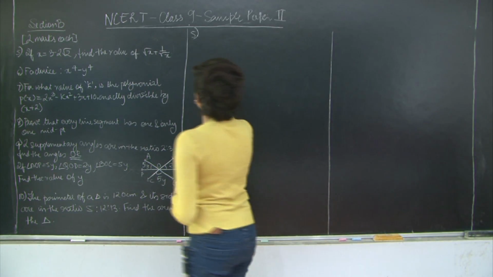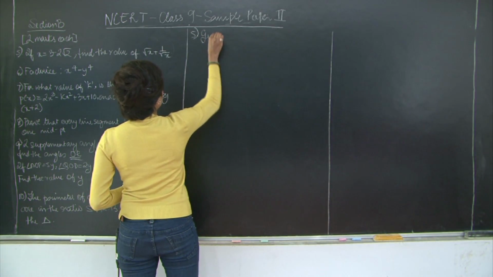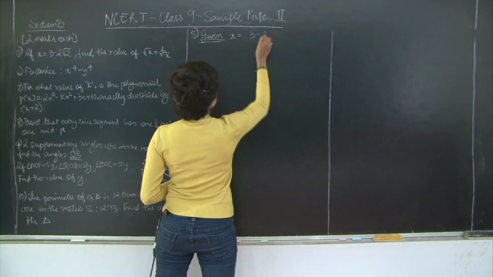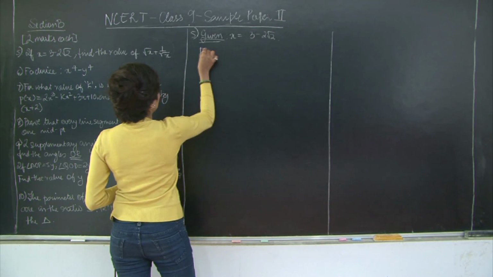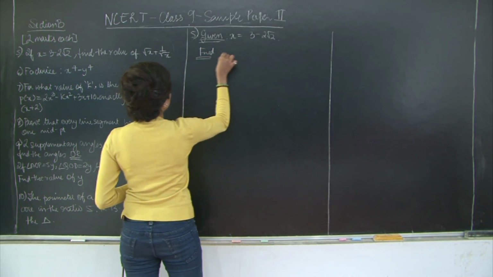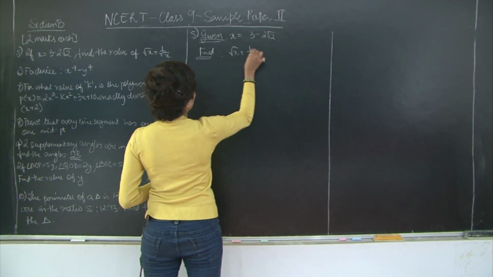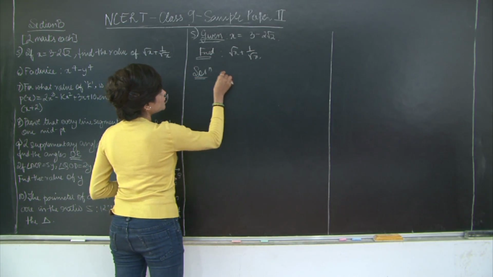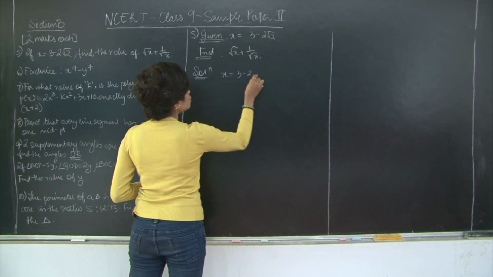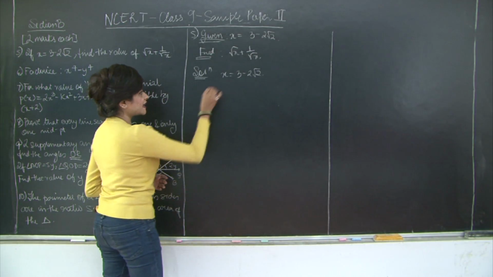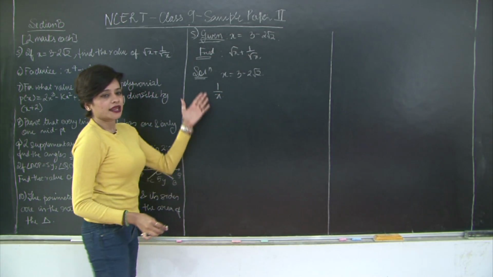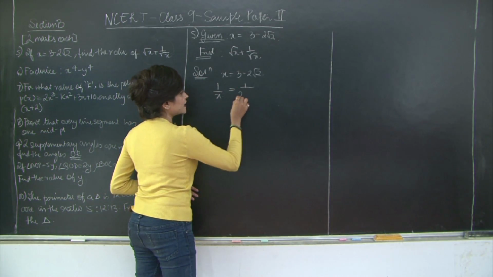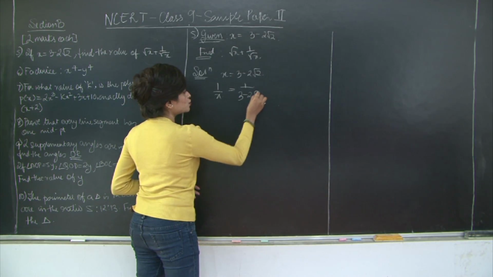So first I'll write given: x is equal to 3 minus 2 root 2, and you need to find root of x plus 1 upon root x, and I'll say solution. So first of all I have x as 3 minus 2 root 2. So what will 1 upon x, that is the reciprocal, become? If I reciprocate my term on the left hand side, I will have to reciprocate that as well on the right hand side. So this becomes 1 upon 3 minus 2 root 2.